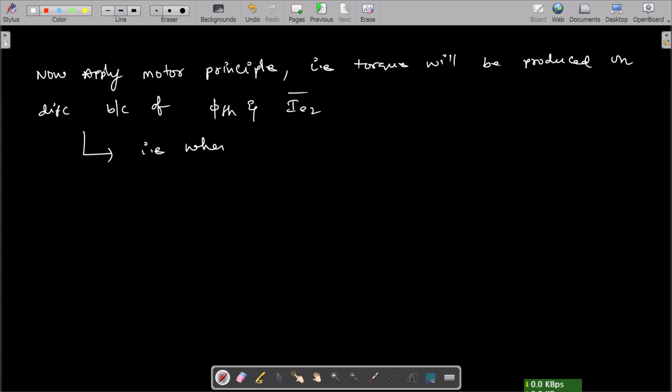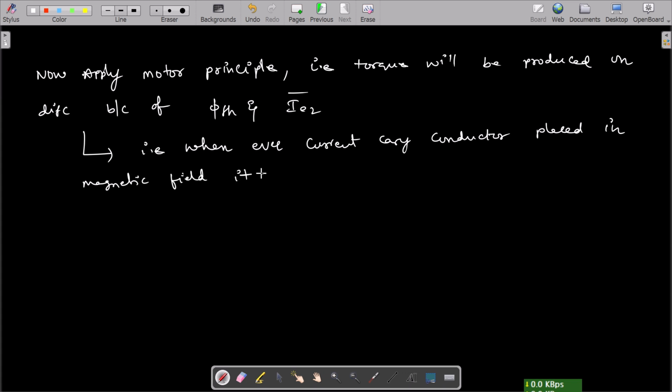That is, whenever a current carrying conductor is placed in a magnetic field, it experiences force. Here that current carrying conductor is nothing but a disk, and current is nothing but this IE2, and this magnetic field is nothing but phi sh. Okay, the scenario will be looking like this.